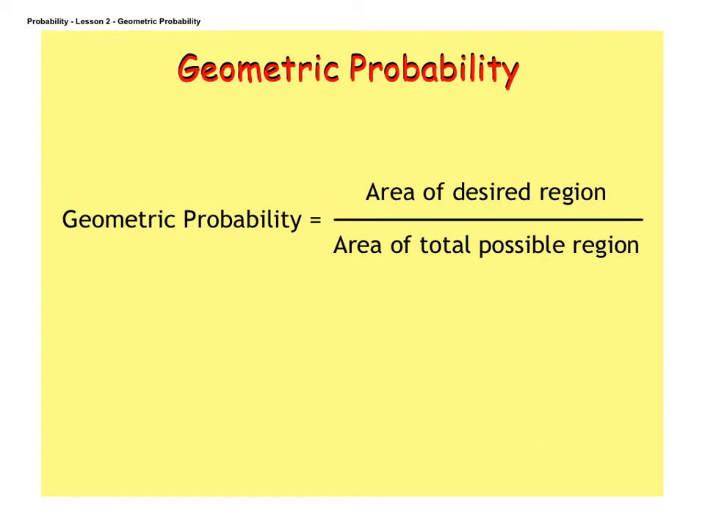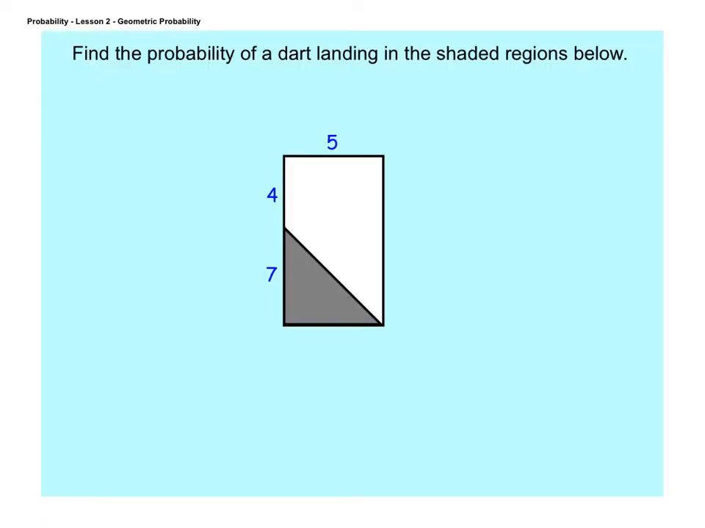So the area of the total possible region, that's what we just found, and the area of the desired region is your geometric probability. So probability of the dart landing in the shaded region. So we want the area of the total rectangle on the bottom and the area of the triangle on the top, because this is what we're trying to find. The probability of getting that if I shoot at that entire dartboard. Okay, so let's find our stuff.